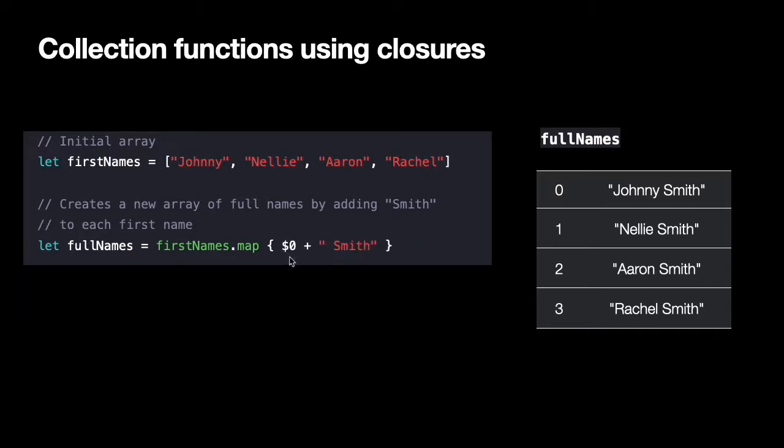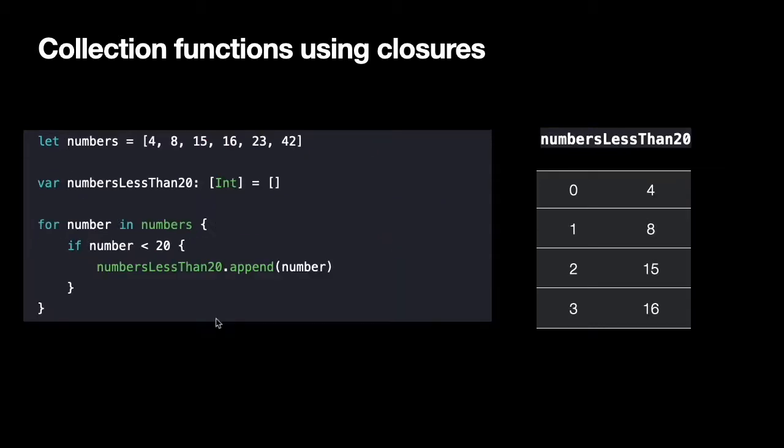Here we use the syntactic sugar to make our closure easier to write. The first thing we do is change the parameter to $0. So we don't need the parameter name and we don't need the in keyword anymore. The second thing is our return type. We know the compiler can infer that the return type is string, so we don't need to specify that we're returning a type of string. And as a result, our closure is easier to write and read.